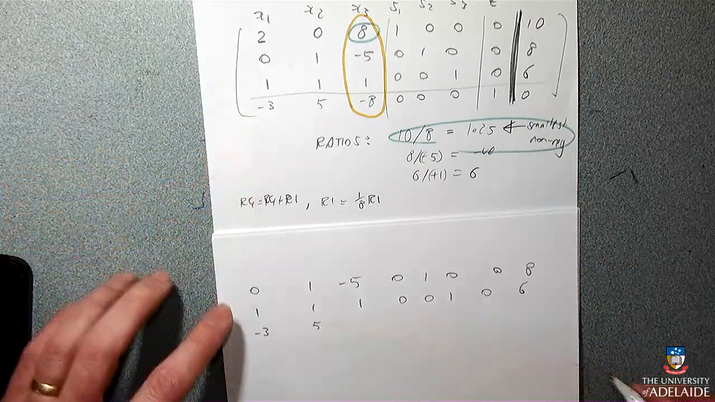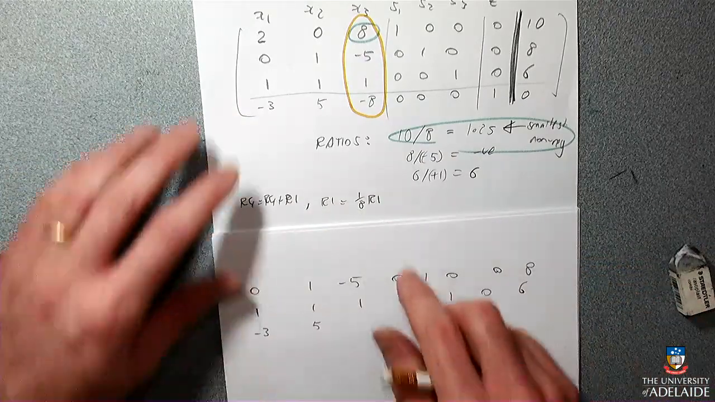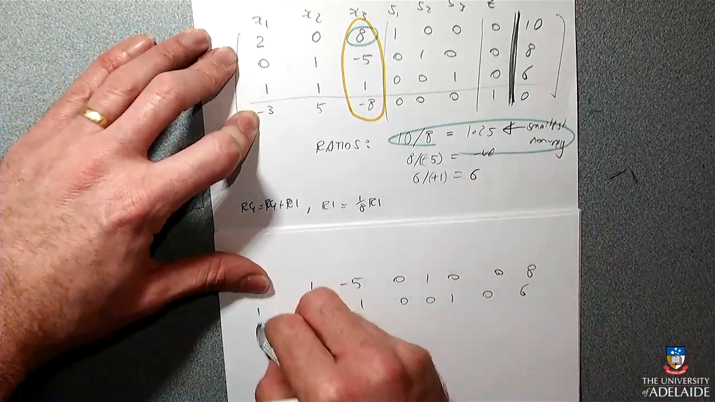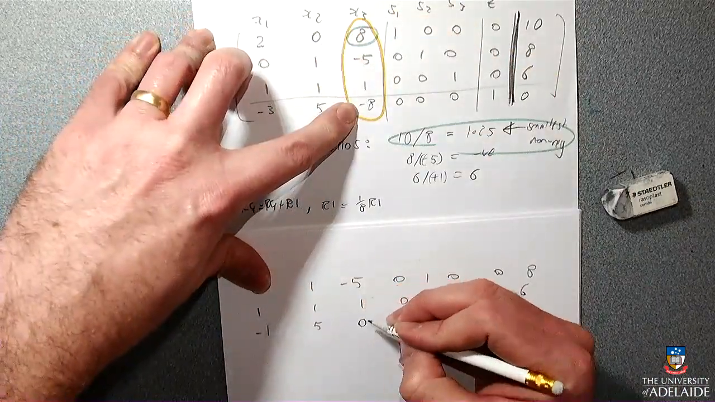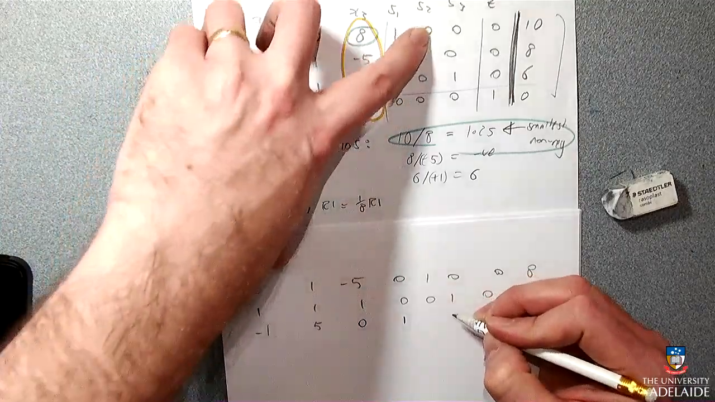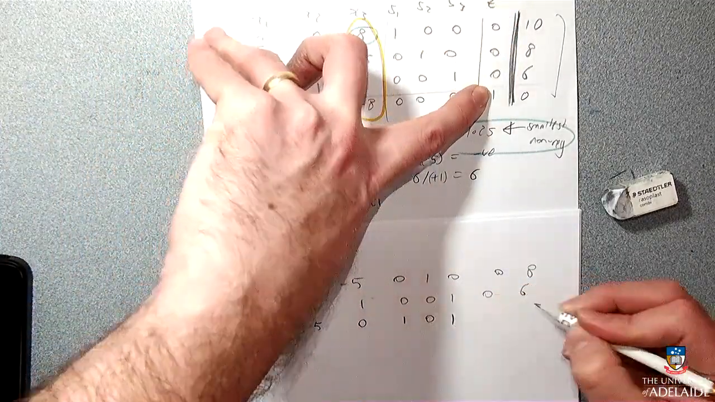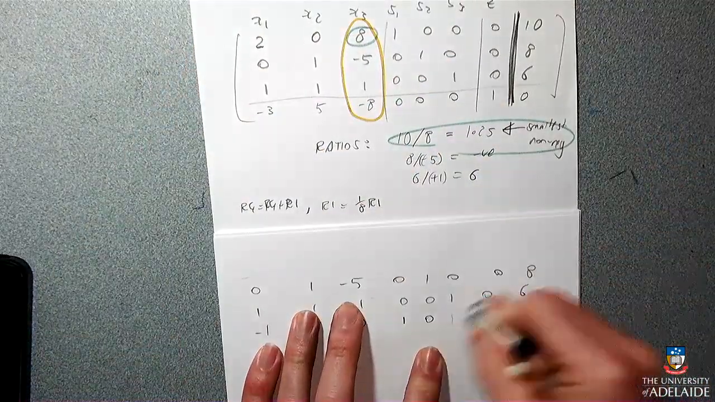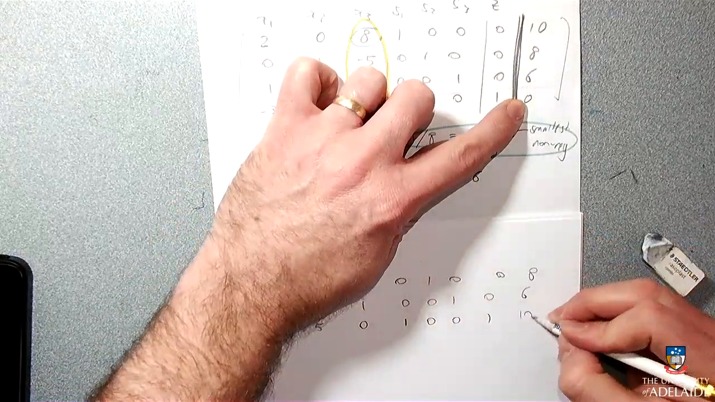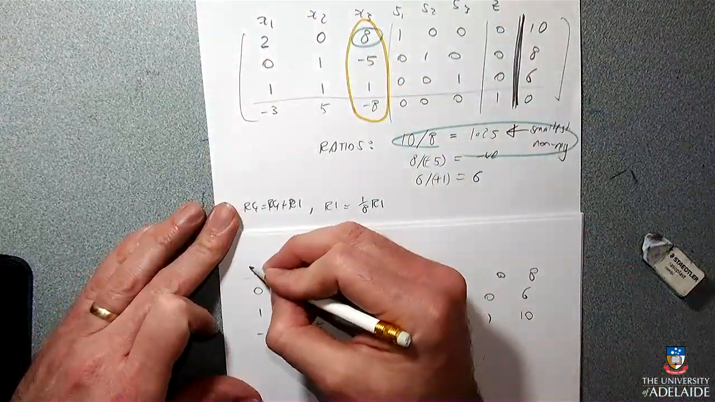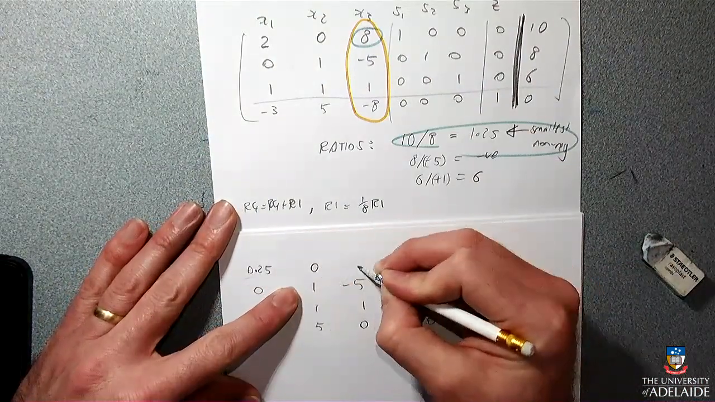So row 4 is row 4 plus row 1. That's row 1 there. So minus 3 plus 2 is negative 1. 0 plus 5 is still 5. 8 plus 8 is 0. 1 plus that is a 1. This plus that is 0. This plus that is 0. This plus that is still 1. And 10 plus 0 is 10. Okay, and then I divided this one by 8. 2 eighths is a quarter. That's a 1.